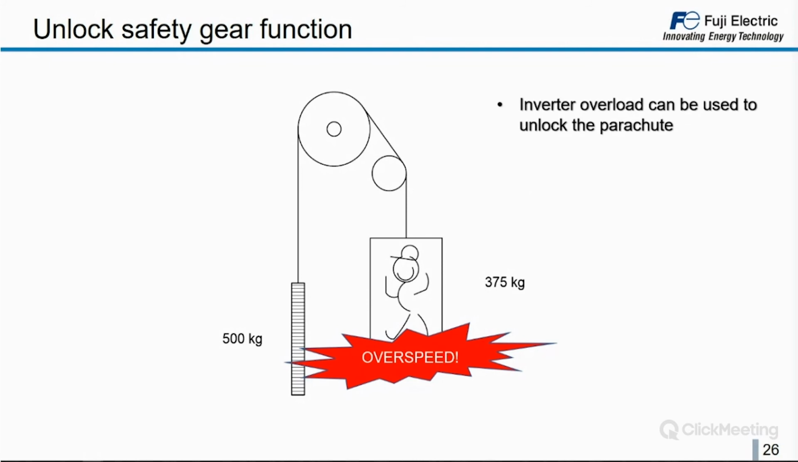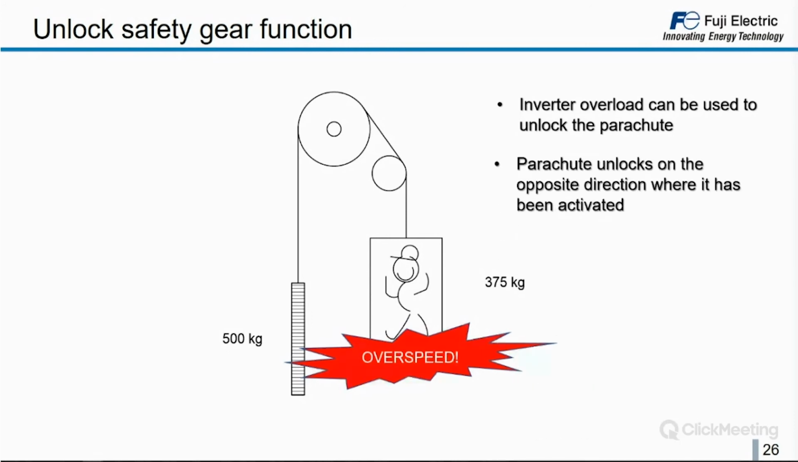But why not use the inverter overload, which of course is available, to unlock the parachute? We can try to do this always in the opposite direction to where the parachute has been locked. So if the parachute has been locked moving in the up direction, if we move the lift in the down direction, we can, by means of the overload of the inverter, try to unlock the speed governor.